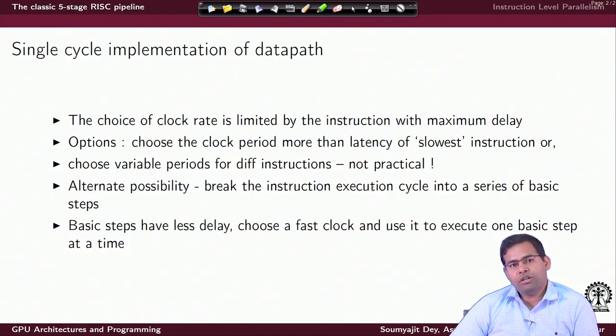For some instructions I may need a sequence of all the basic steps, for some instructions I may not need them, which would mean I would really have this system driven by a fast clock, with some instructions completing fast and some completing slow, based on the requirement of the instruction in terms of these basic steps.